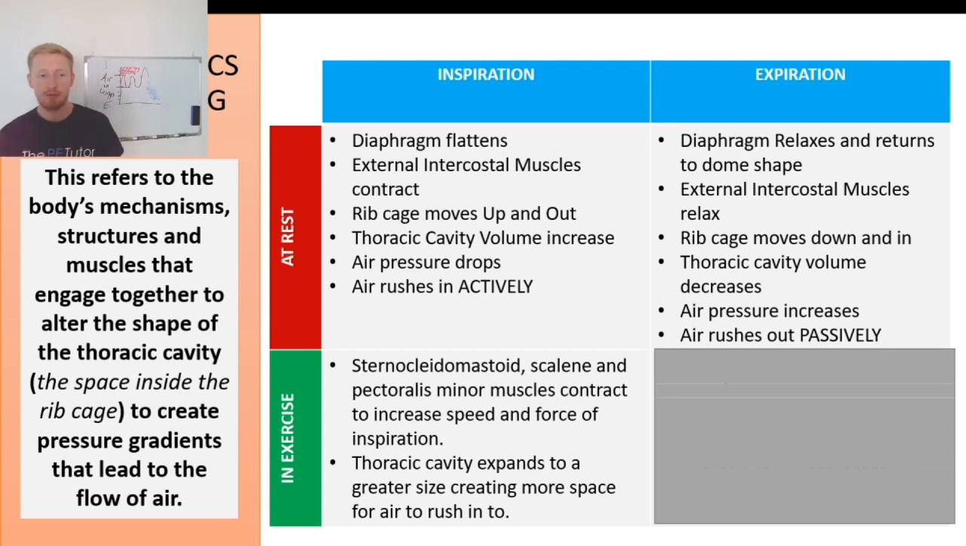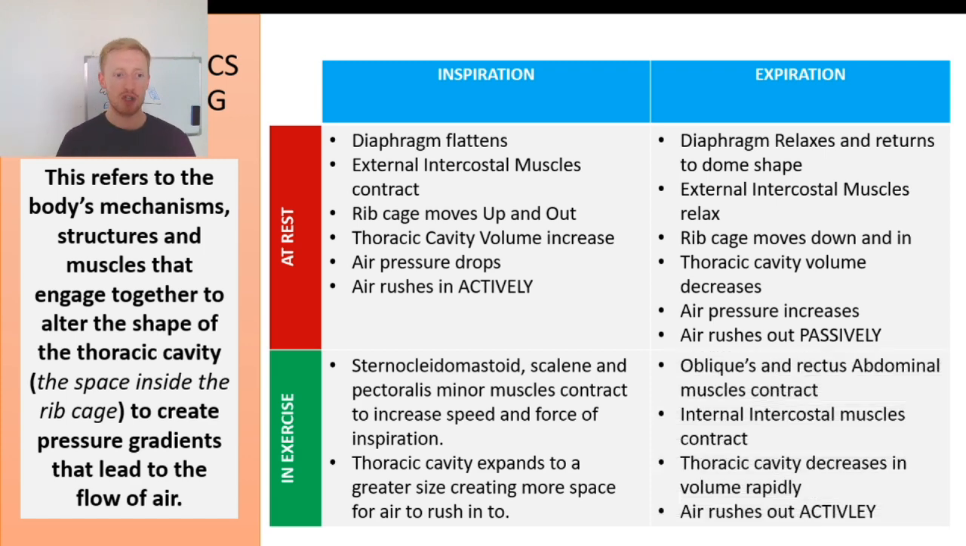And now, if we just flip it over for the expiration in exercise, we've got additional muscles coming into play. But we can't use the same ones because muscles can only pull one way. So the sternocleidomastoid, scalenes and pectoralis minor, they have contracted in exercise to inspire. Now they must relax and drop the rib cage. Meanwhile, muscles underneath and below the rib cage, abdominals, obliques, internal intercostal muscles, they now contract and they pull that rib cage down and in.